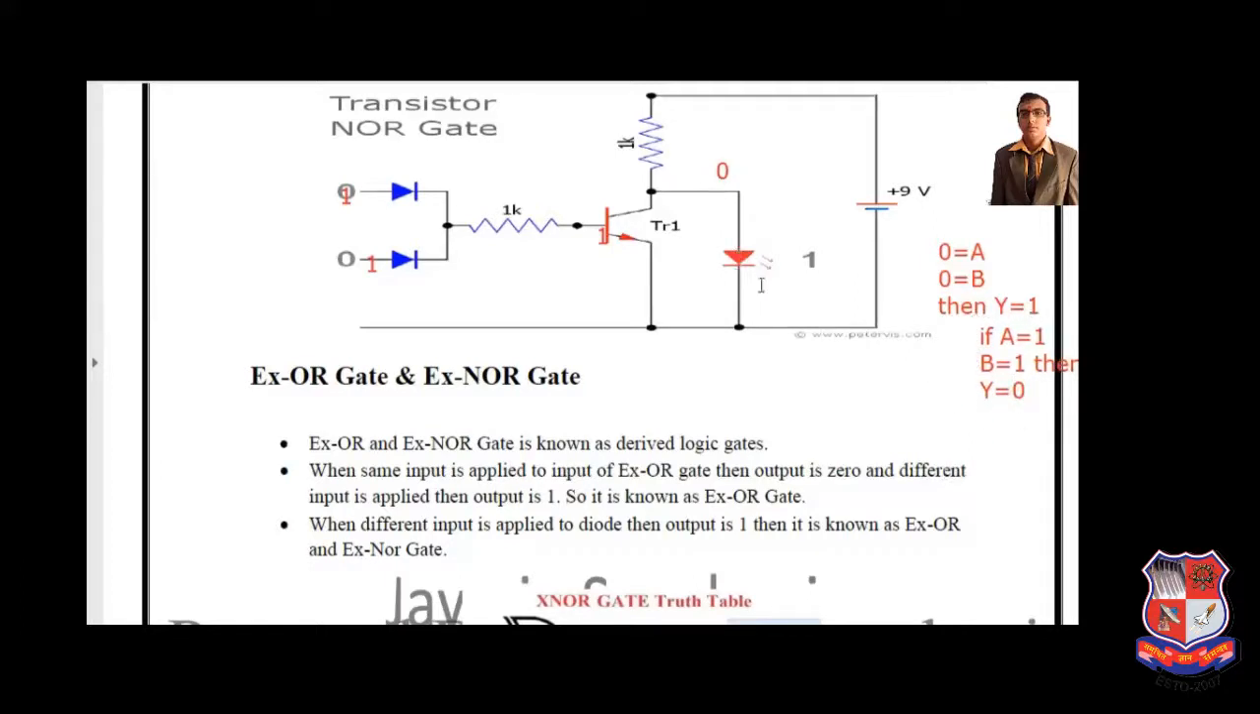So it is the combination of NOR gate. It is known as NOR gate, (A plus B) all dash. Now we will discuss the other point.